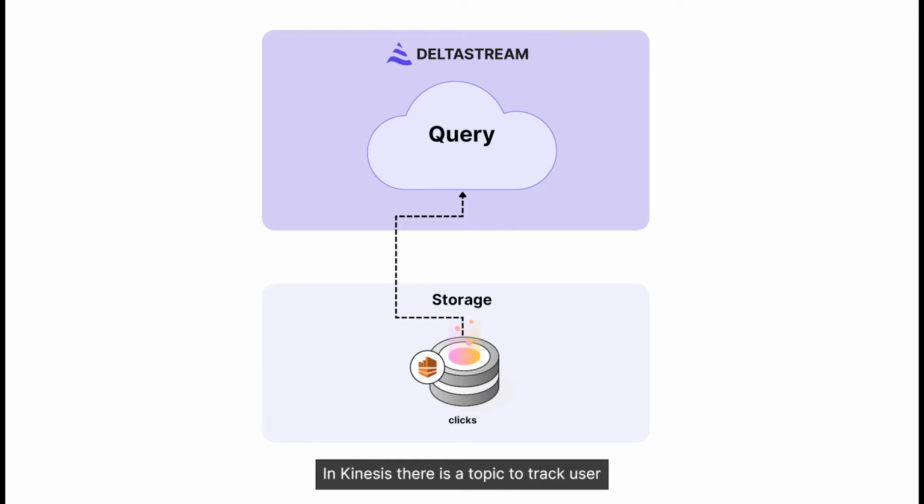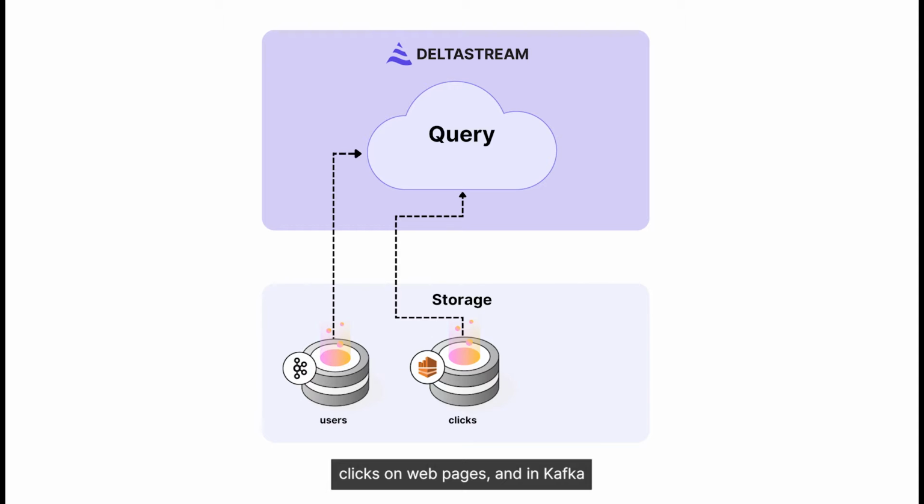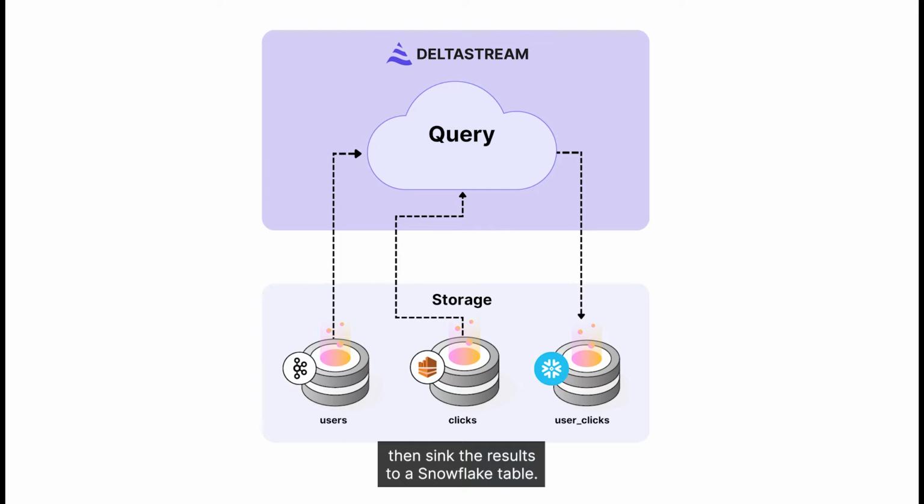In Kinesis, there is a topic to track user clicks on web pages, and in Kafka, there is a stream for user information. We'll treat these data sets as our sources and perform a temporal join on them, then sync the results to a Snowflake table. Let's hop over to the DeltaStream web UI to get started.